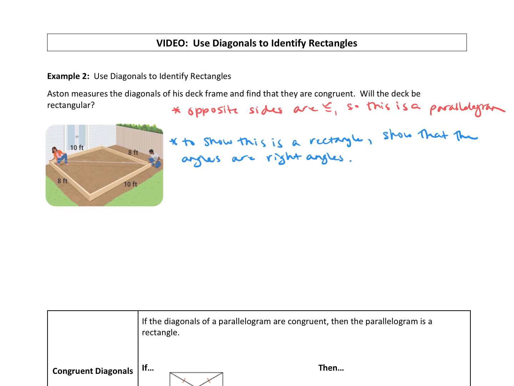All right, so if we take a look at the frame of this deck, I'm just going to go ahead and redraw. I am going to go ahead and label A, B, C, D, so we can reference those when we need to. Let's see what we know. We know that the opposite sides of this parallelogram are congruent. So AD is congruent to BC. Those both are 8 feet. AB is congruent to DC. Those are both 10 feet.